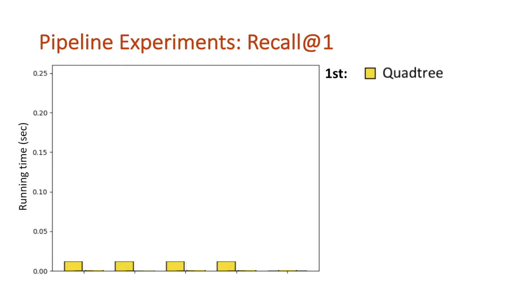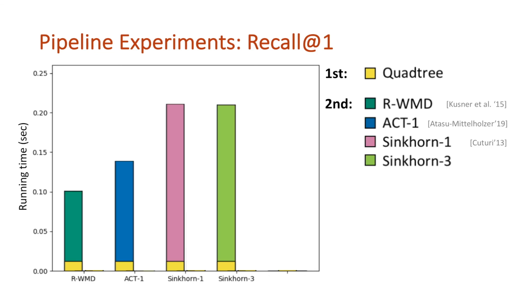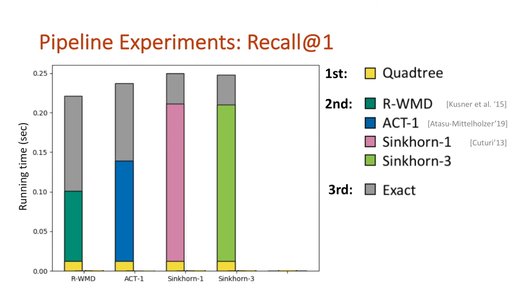The first step in all of our pipelines is going to be Quadtree, because according to our experiments, it is by far the best choice for the first step. And in the baseline pipelines, in the second step, we use one of the quadratic time methods mentioned before. So RWMD and ACT are two variants of the greedy algorithm, and Sinkhorn is the popular Sinkhorn iteration algorithm, with either 1 or 2 iterations. So adding iterations doesn't help here. And the final step is the necessary number of exact optimal transport computations to find the true nearest neighbor for at least 90% of the queries.